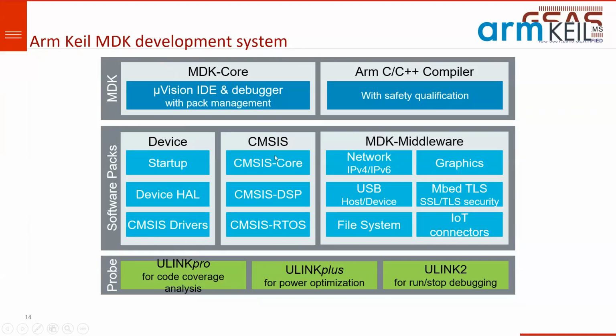Then CMSIS. CMSIS, as I told, is a standard, and as a part of the standard, ARM has to give some files as a silicon partner. SIPs will give certain files. So CMSIS gives you some files for those particular processor cores. We have CMSIS Core, CMSIS DSP, CMSIS RTOS. Like that, we have many flavors of CMSIS.